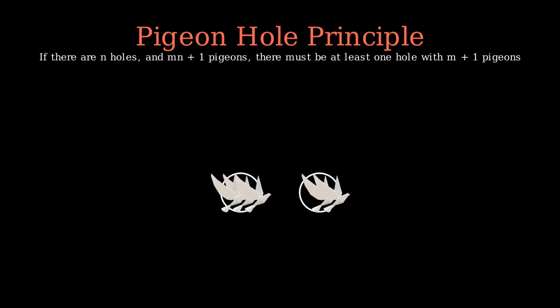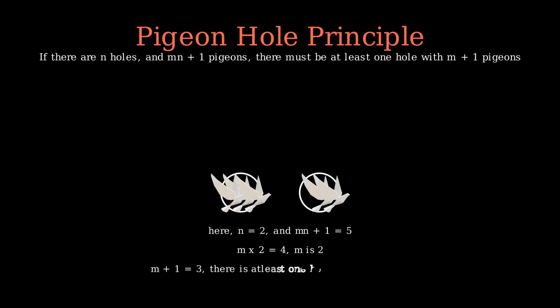Now let's work with the numbers, so we don't have to draw pigeons in circles all the time. n is equal to 2, and mn plus 1 is equal to 5. If we replace n with 2 in mn plus 1, we will find that 2 times m is 4. That obviously means that m is 2 after dividing by 2 on both sides. That means that there will be at least m plus 1 pigeons in one hole, which is 3 because you have 2 plus 1. We have used the pigeonhole principle, or PHP for short, to prove that 3 pigeons go into at least one hole.